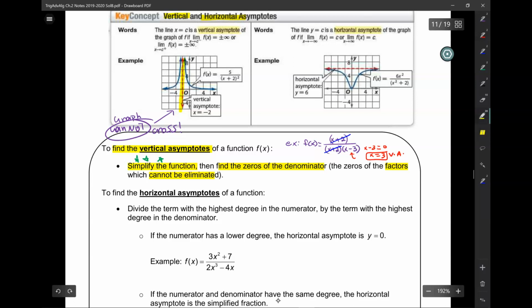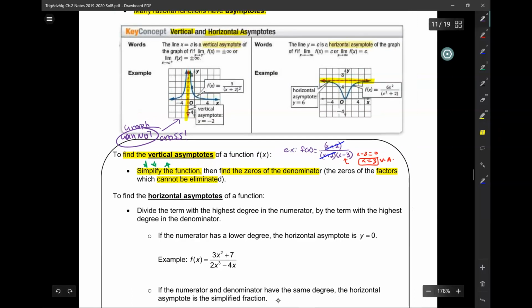Horizontal asymptotes look like this. We said a vertical asymptote is a line that the graph cannot cross. It's like a wall. Now, here's what a horizontal asymptote looks like. And so here's the deal with horizontal asymptotes, though. I can have a horizontal asymptote here, like this.